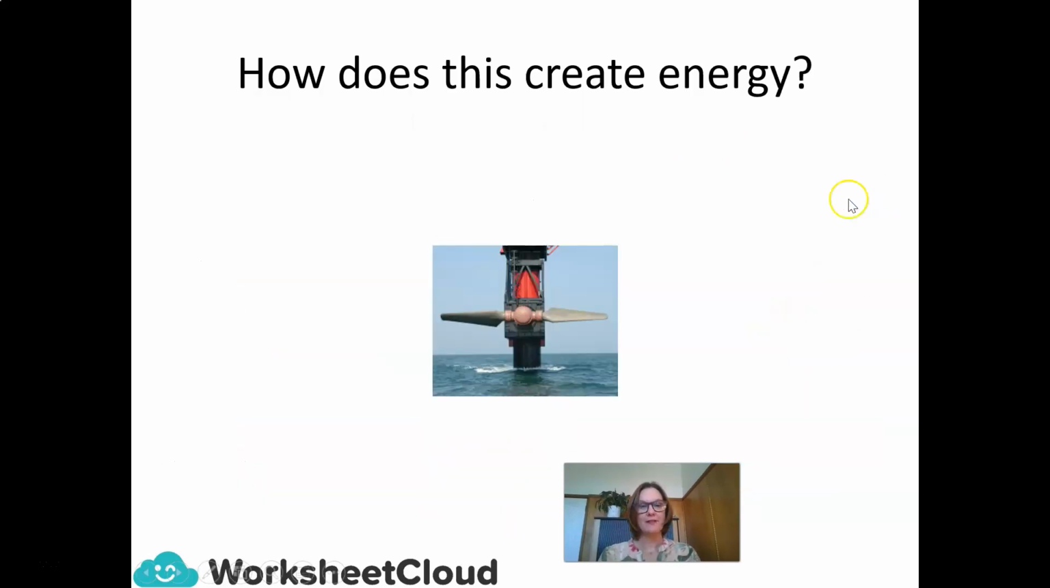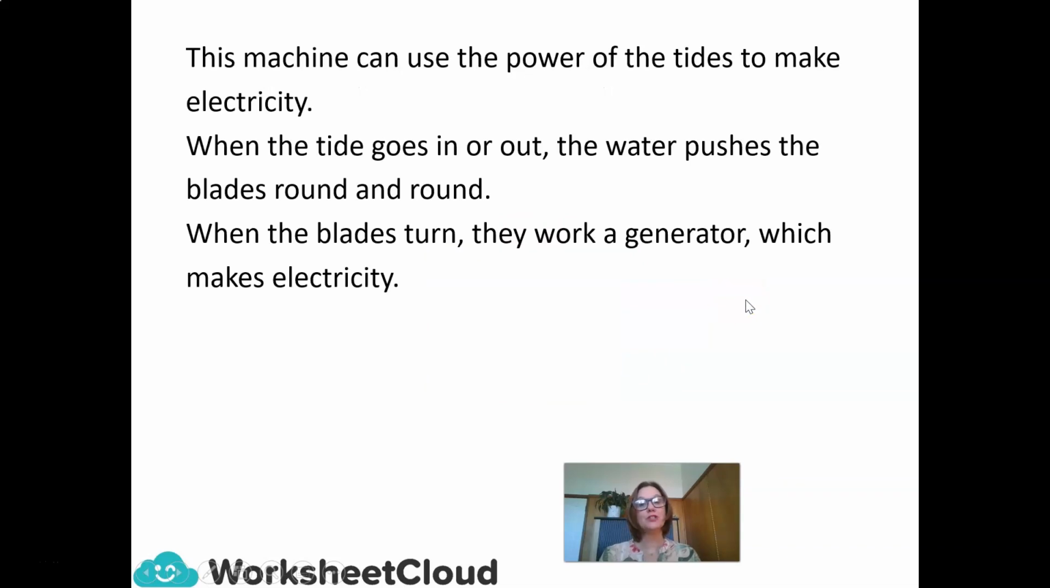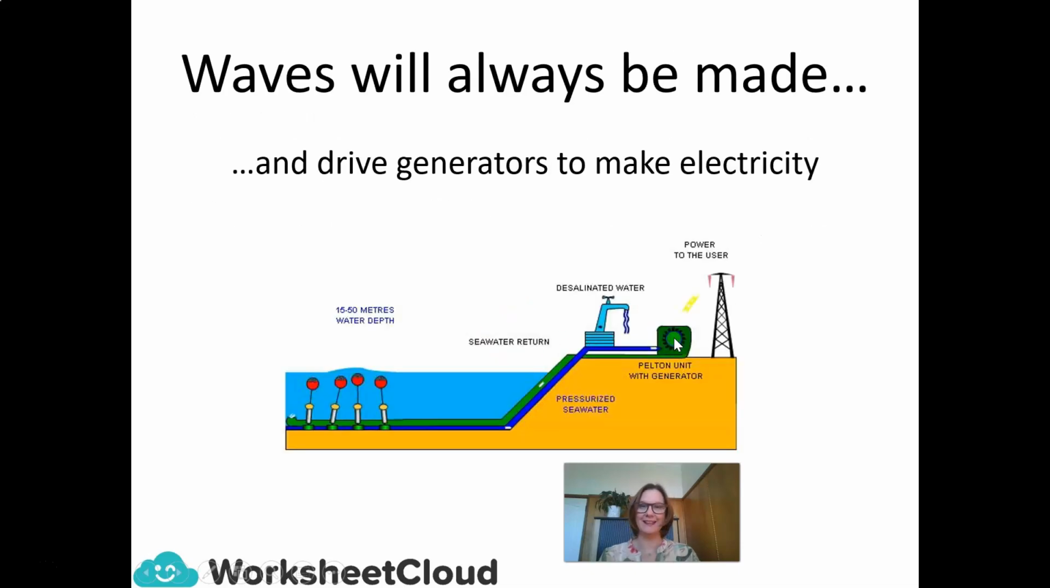So look at this diagram over here. Can you see that? It's in the middle of the ocean. Take a wild guess what this is. Yes, this machine can use the power of the tides to make electricity. So when the tides go in or out, the water pushes the blades round and round, and when the blades turn, that works a generator which makes electricity.